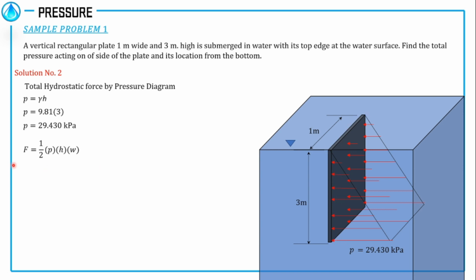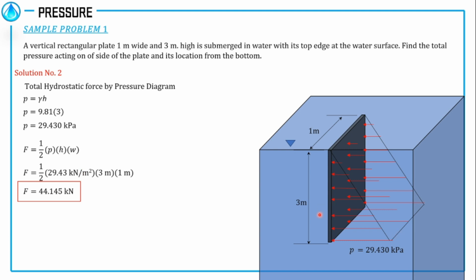That will give us the total force acting on this plate. Substituting now the given, we have 1/2 multiplied by 29.43 times 3 times 1. That will give us a force of 44.145 kilonewtons, which is equal to what we got from the previous solution.